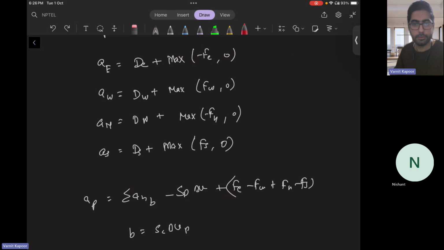Are you getting my point? If Fe is positive, then the contribution goes to aP of that Fe. The maximum of minus Fe and 0 will return 0, because Fe is positive, so minus of a positive is a negative value and 0 is larger. So 0 will be taken. If Fe is negative, what will happen? The contribution will cancel.